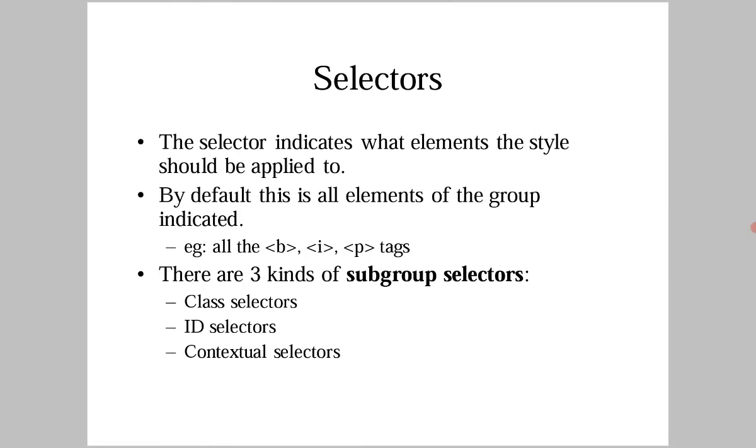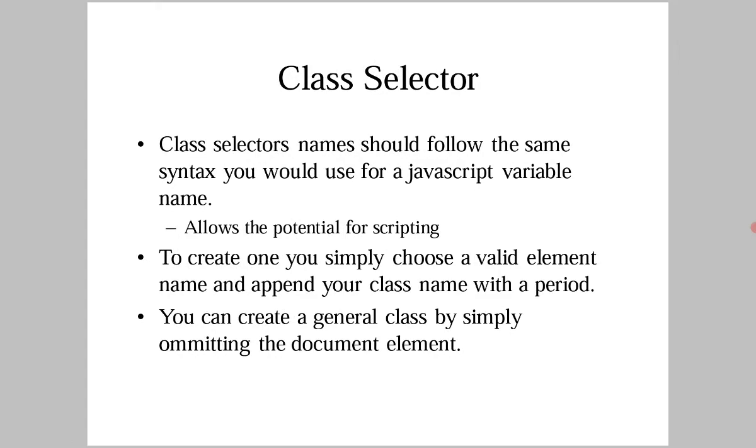So the selector indicates what elements the style should be applied to. By default this is all elements of the group indicated, for example all bold, italic, or paragraph tags. There are three kinds of subgroup selectors: class selector, id selector, and contextual selectors. Class selector names should follow the same syntax you would use for a JavaScript variable, and to create one you simply choose a valid element. You can create a general class.